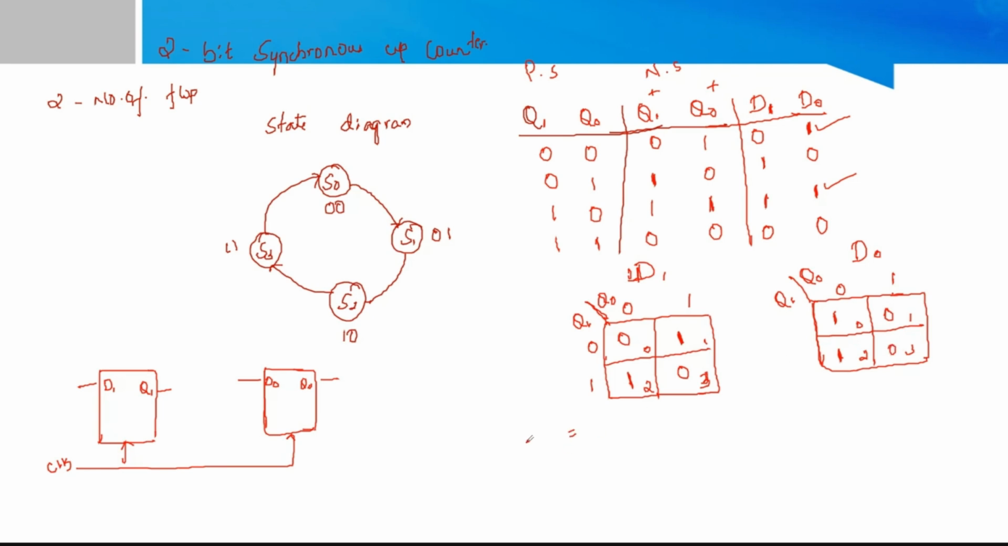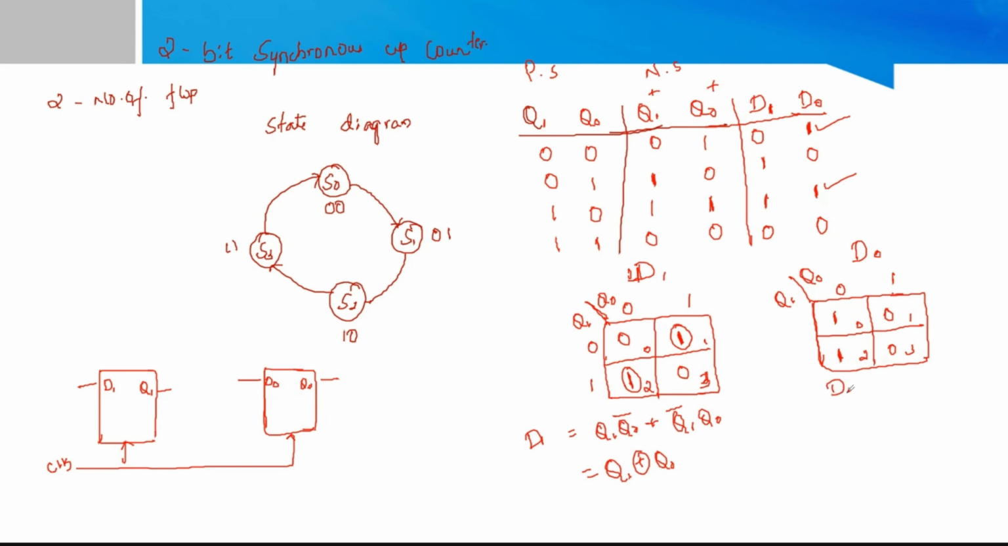So here for D1, what is the group you can make? This will be a single group. So with respect to this, what is the equation? Q1 will be 1, Q0 will be 0, nothing but Q1 Q0 bar, plus this will be Q1 bar Q0. Nothing but this will be Q1 XOR Q0.